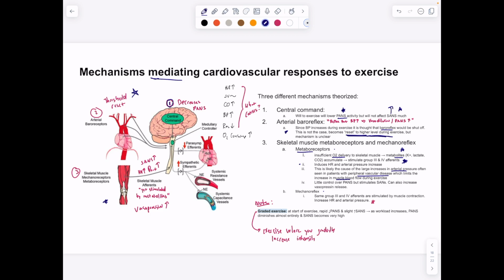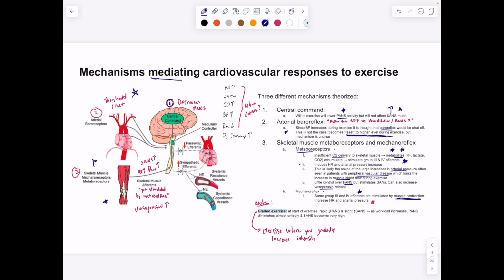Before we move on, the metaboreceptors have little control of the parasympathetic nervous system, but they stimulate the sympathetic nervous system. They can also stimulate vasopressin release, which constricts vessels, which would be constricting vessels in the gut and kidneys. Then the mechanoreflex is basically the same sensory nerves that were stimulated by this increase in concentration of metabolites, can be stimulated by muscle stretching or contracting, and this will increase heart rate and arterial pressure.